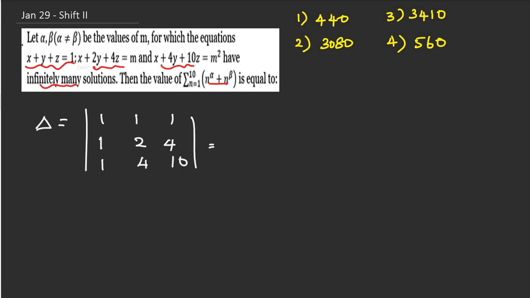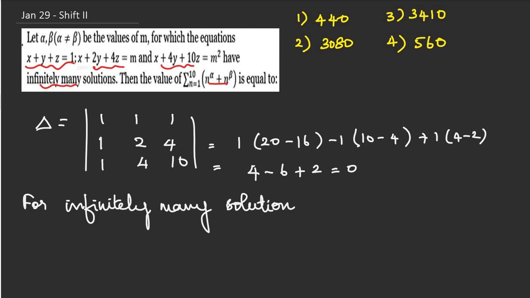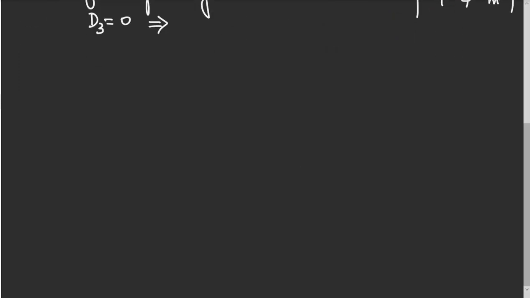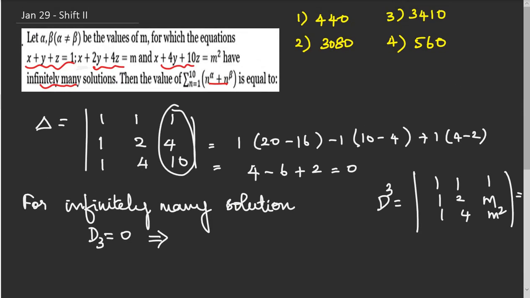Expanding the determinant, that will be equal to 1 into 20 minus 16, minus 1 into 10 minus 4, plus 1 into 0, which is equal to 0. Here I take d3 is equal to 0. What is d3? d3 will be 1, 1, 1, 1, 2, 4, and in the place of the coefficient of z we replace by the elements 1, m and m squared. So that will be 1, m, m squared. This is d3. Taking d3 is equal to 0, expanding the determinant, equating it to 0, we get this is equal to 0.